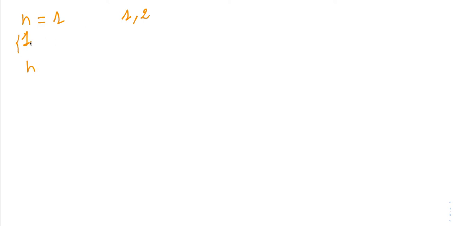In case we have n equals 2, here we have two possibilities: either take one step, then another one step, or just take two steps directly. So for n equals 2, we have two possibilities. For n equals 1, we have only one possibility.